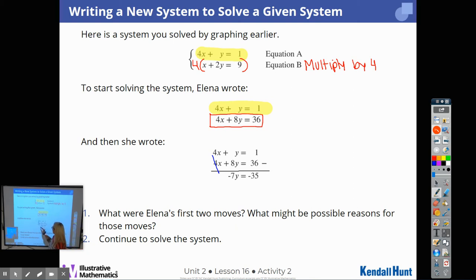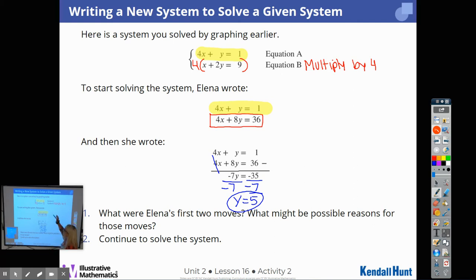From there, you just continue solving for y. We're going to divide both sides by -7, and so y equals 5. Once you get y equals 5, we still have to solve for x. Since we multiplied this equation by 4, it still does not matter if we plug it in. You can take this 5 and plug it into either of the original equations or the new equation that you changed, and you're going to get the same value for x.